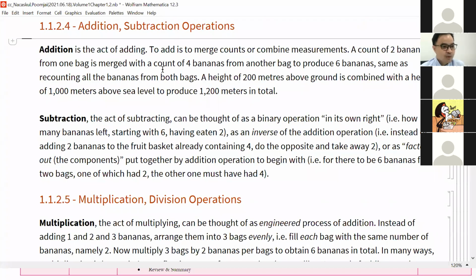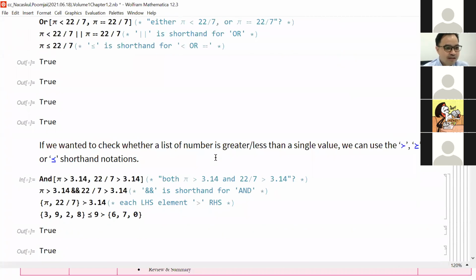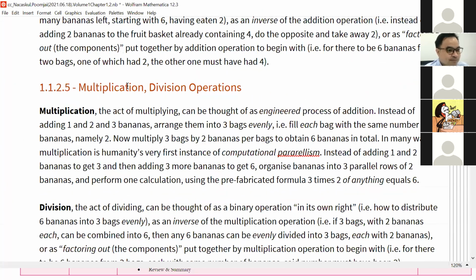Okay, fine. So addition and subtraction is an operation. It's not an assertion. So there are going to be 2 words here: operation and relation.